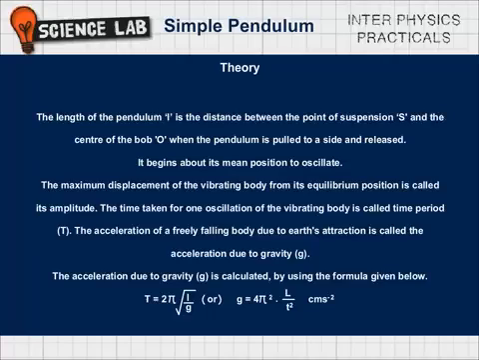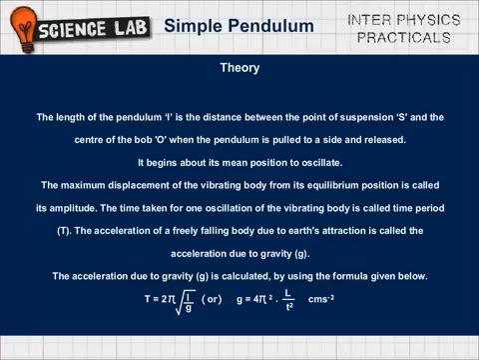It begins to oscillate about its mean position. The maximum displacement of the vibrating body from its equilibrium position is called its amplitude. The time taken for one oscillation of the vibrating body is called time period T. The acceleration of a freely falling body due to Earth's attraction is called the acceleration due to gravity g.